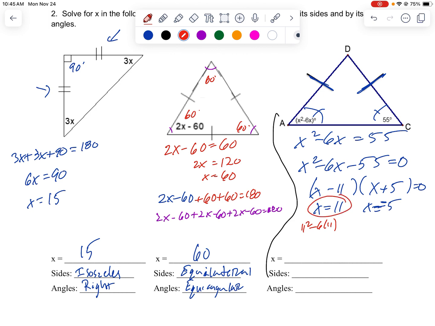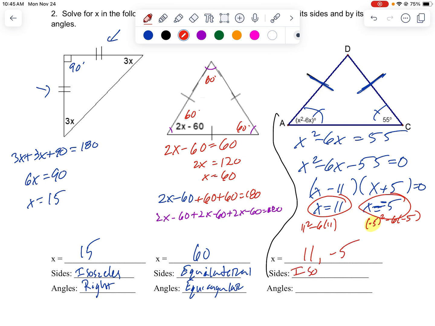And then if I plug -5 in, I get -5 squared minus 6 times -5. Remember when you're plugging this in your calculator, make sure you put this -5 in parentheses, otherwise it's going to give you -25. If I do that, it's 25 plus 30, which is 55, so that checks out as well. So I have two x values here.